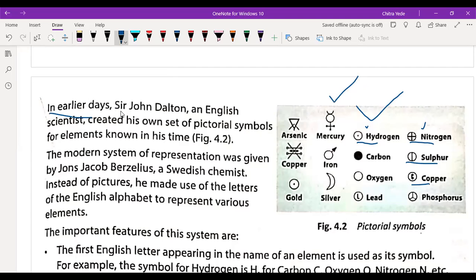Okay, so in earlier days, Sir John Dalton, an English scientist, created his own set of pictorial representations, that is, representation in the form of pictures. Representation in the form of pictures is called pictorial representation. So at that time the pictorial symbols for the elements were known, and we used to represent elements in the form of pictorial symbols.